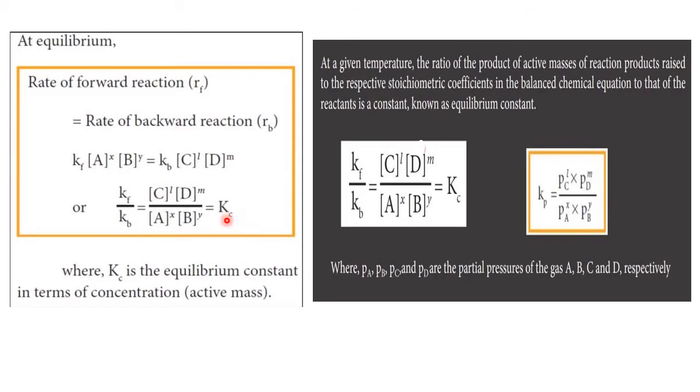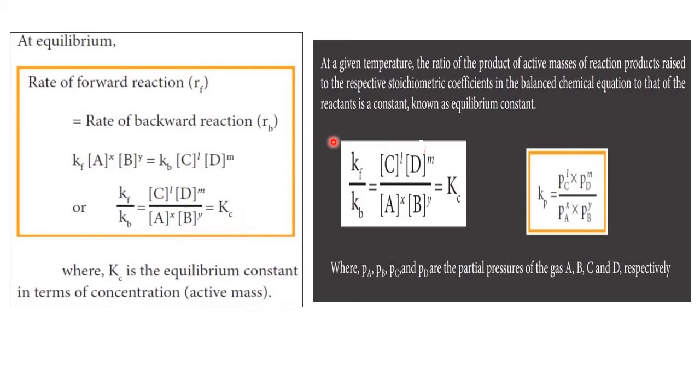K is a constant, we already know. C means in terms of concentration or active masses. So equilibrium constant in terms of concentration, or we can simply say equilibrium constant. For a reaction A plus B gives C plus D, this is the way to write the equilibrium constant. Rate of the reaction is different from equilibrium constant. When writing the equilibrium constant, the products should come in the numerator. So C power L into D power M divided by A power X into B power Y. At a given temperature, this is the derivation for equilibrium constant in terms of concentration.